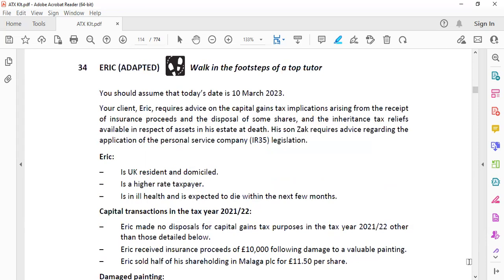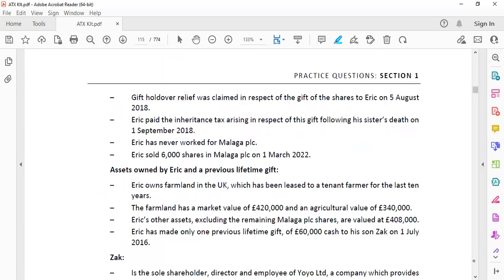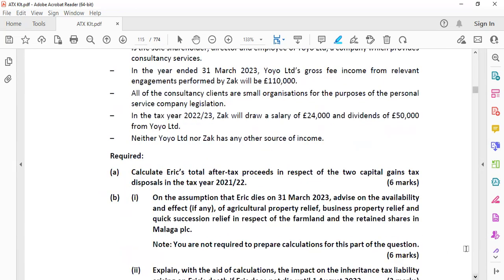Now let's move to one more question. See, another one, Eric. Here, I want to attempt few part. Let's solve this first part. Calculate the total after-tax proceed against two capital gain tax disposal. After-tax proceed means first we have to calculate CGT and then we have to deduct sale price minus CGT in order to get this after sale proceed.